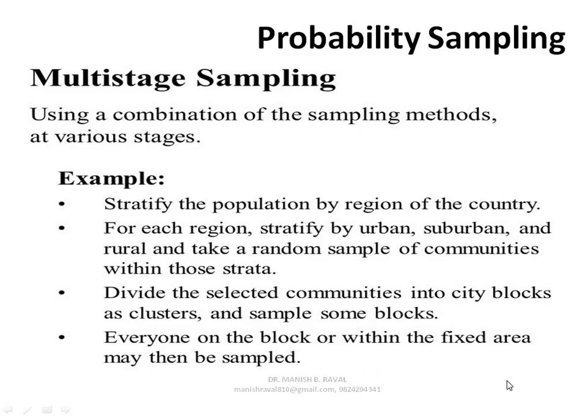So it is multi-stage. First stage, the whole country is divided into states, and second stage, the states are divided into urban, suburban and rural area. Under the third stage, we have divided urban area into blocks, suburban area into blocks and rural area into blocks. Now out of the blocks, we have selected the fixed area, and from that fixed area the sample is selected. So a multi-stage process is followed here. That is why it is known as multi-stage sampling.